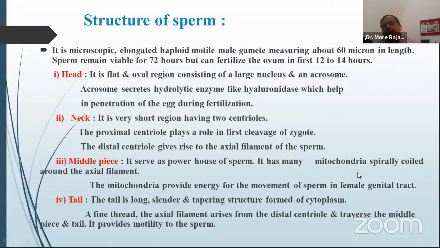It has many mitochondria, which are spirally coiled around the axial filament. These mitochondria provide energy for the movement of the sperm in the female genital tract. Mitochondria, as you know, are the powerhouse; they provide energy for movement, or give motility to the sperm in the female genital tract. Well, the tail portion is a long, slender, tapering structure. It is formed of cytoplasm and a very fine thread of axial filament. It arises from the distal centriole, which traverses the middle piece to the tail, and it provides motility to the sperm.